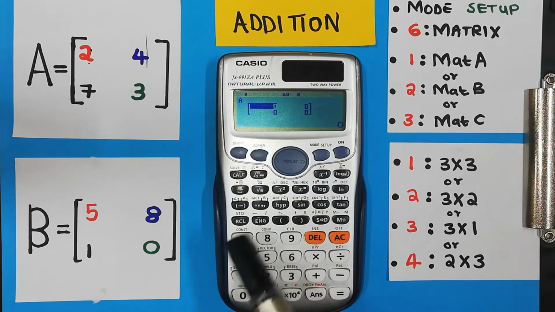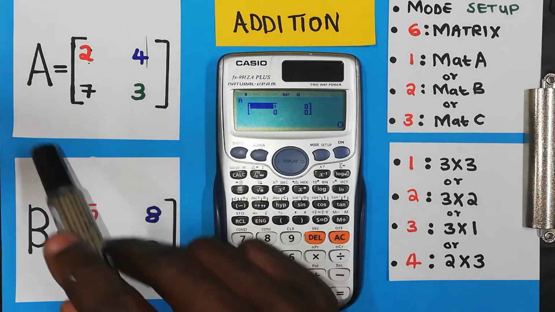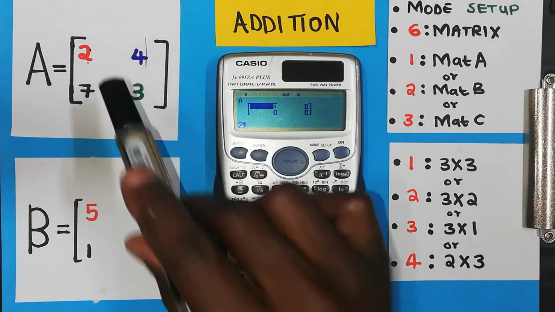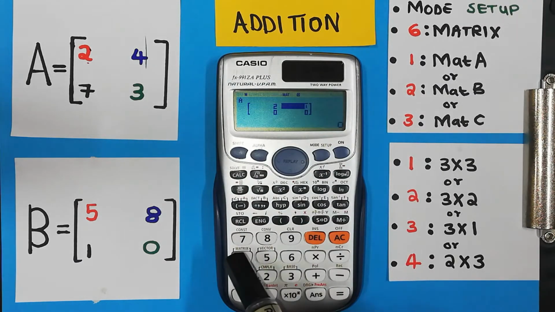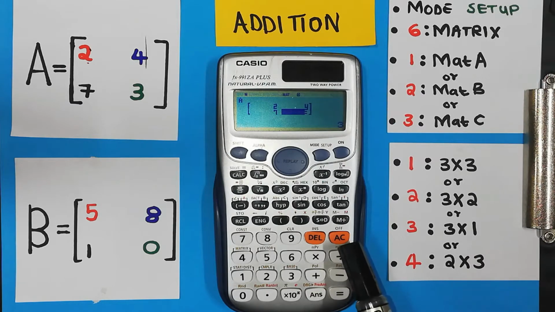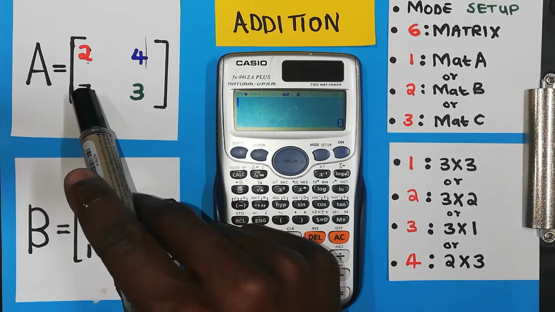I press 5. Now when you're on this page, you can enter the elements just the way they are. You press 2. If you want to move to the next and enter the other element, you press the equal sign. Therefore you press 4, equal sign, 7, equal sign, 3, equal sign. Then you press AC to save. It means you have successfully saved this matrix.